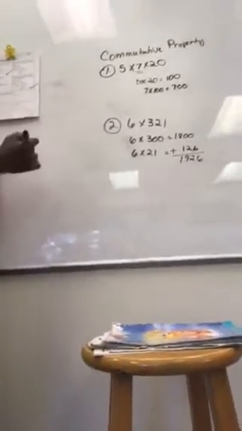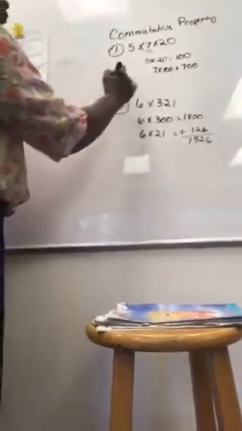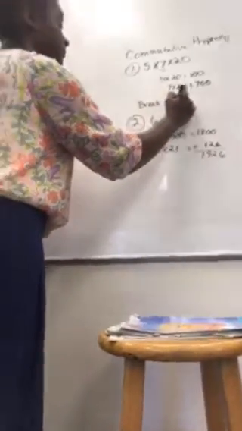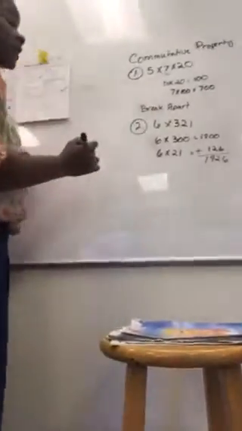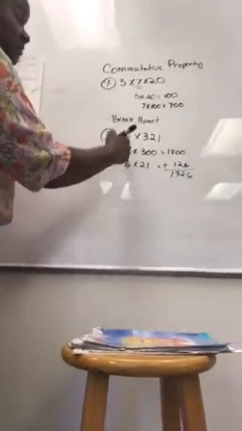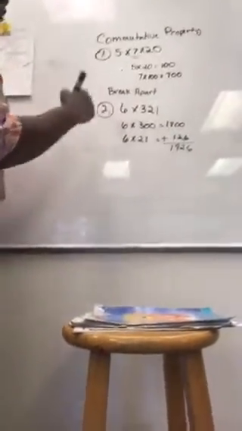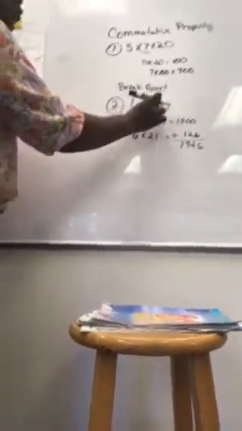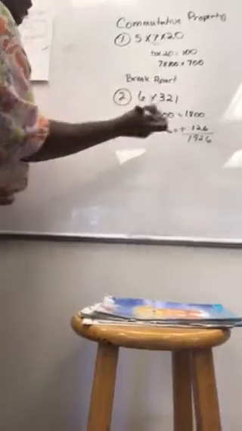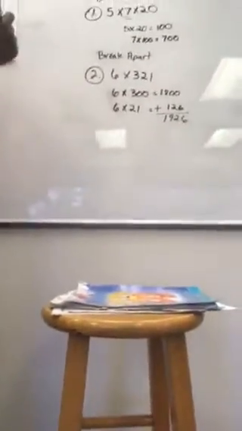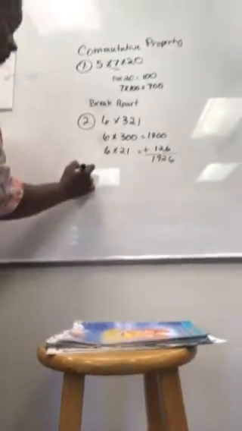Yes. All right. This again is called the break apart method. And if you need to do it the old-fashioned way that we've been doing in the past, you can say 6 times 300, 6 times 20, and then 6 times 1. We basically did that, except the 20 and the 2 and the 1, we brought together in our mind, okay? Now, let's take a look at number 3.